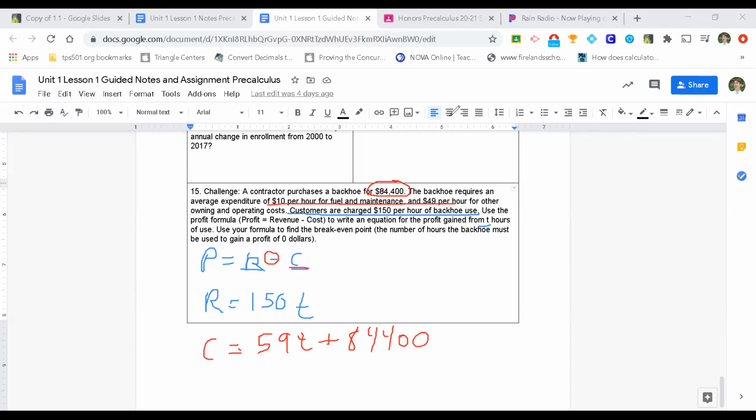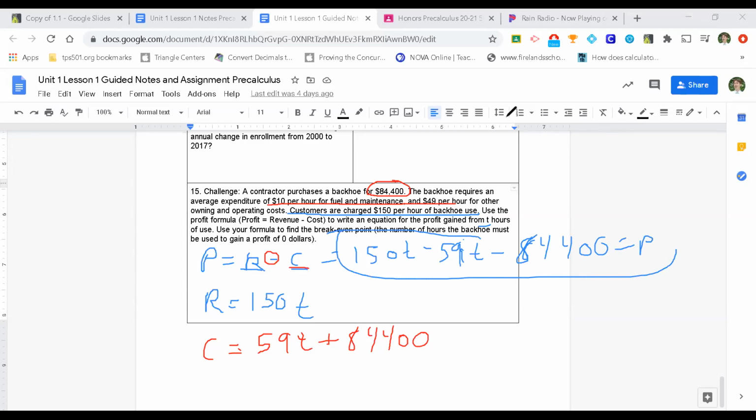All right, and so then with my powers combined, that means the profit is 150T minus 59T minus 84,400. All right, equation is written. This is equal to P. Okay? And now that the equation is written, you need to find that break-even point, which means the profit is going to be 0, and then solve for T.